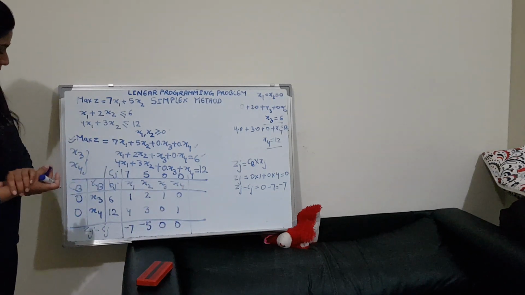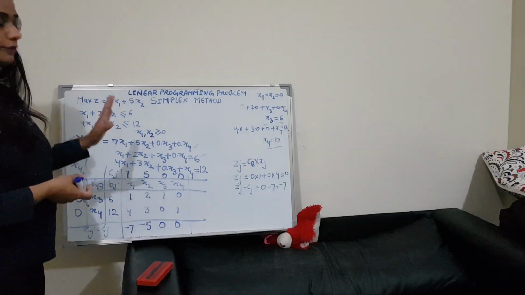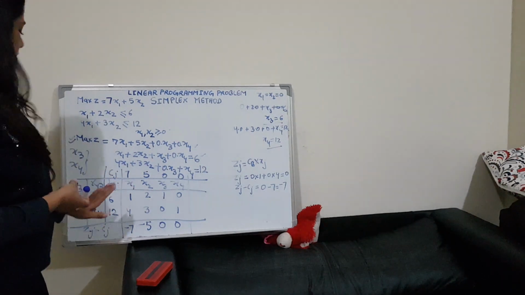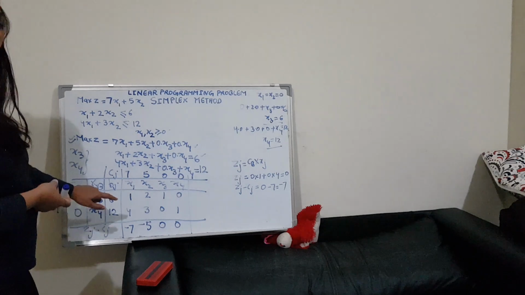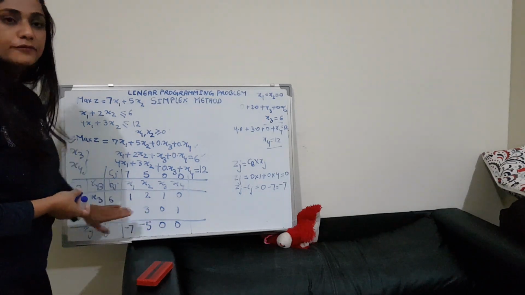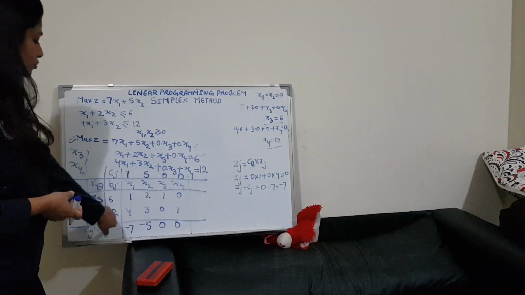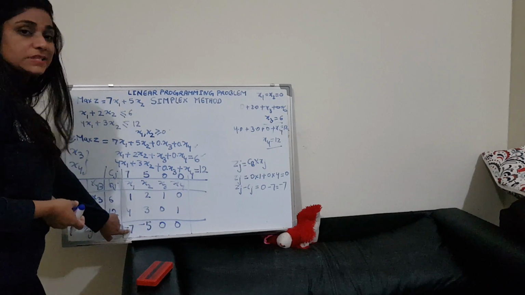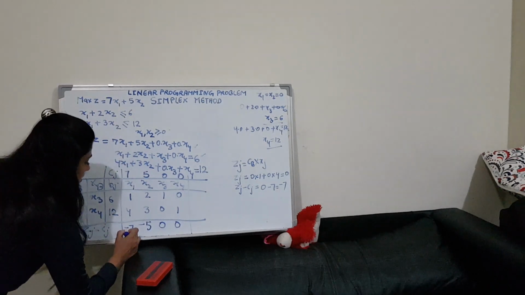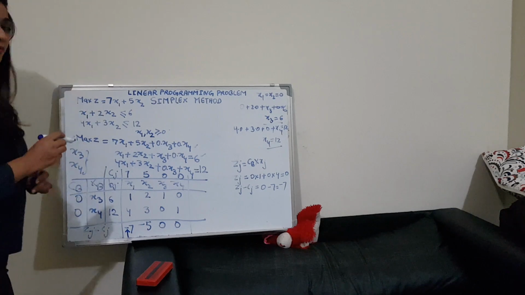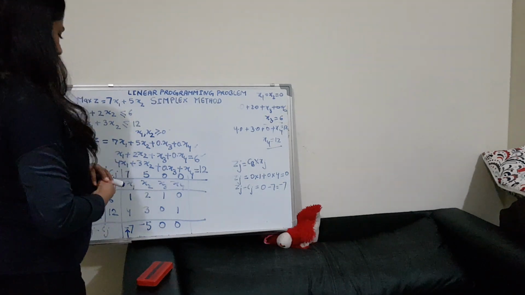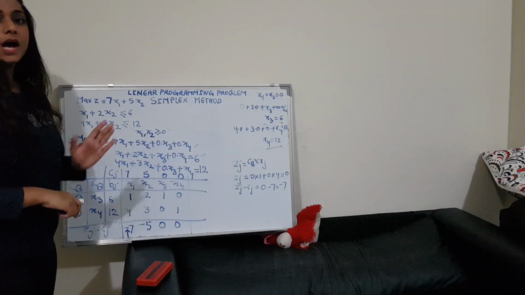Now we will find the entering vector. The entering vector is the most negative element of Zj minus Cj. So here you can see the most negative element is minus 7. So this is the entering vector. Now we will calculate the outgoing vector.